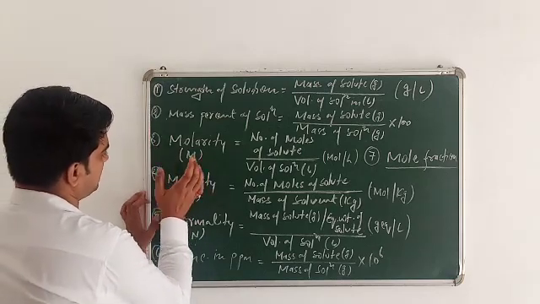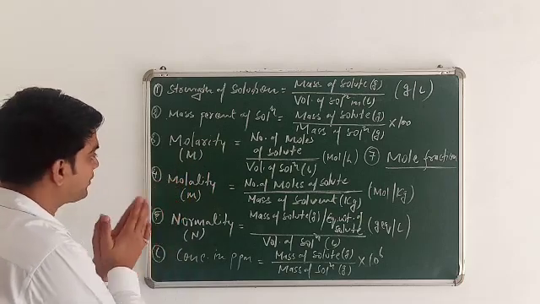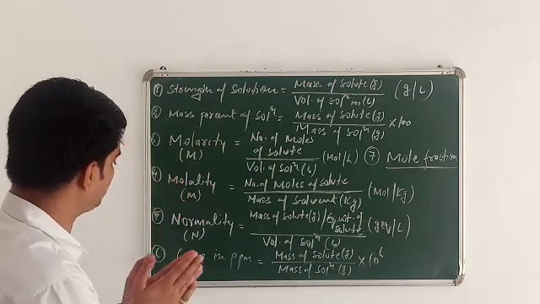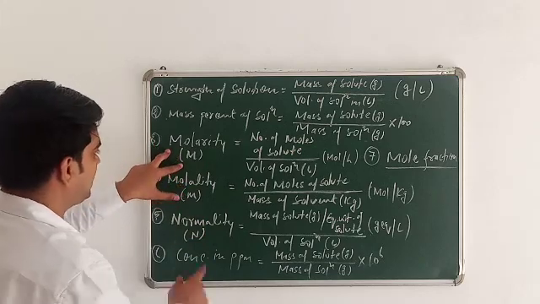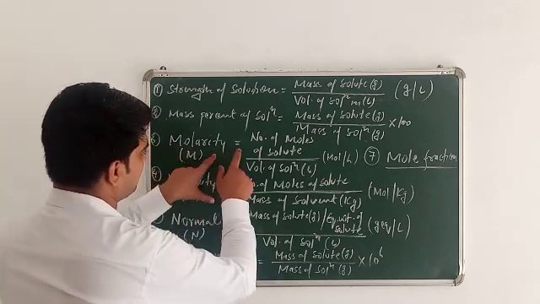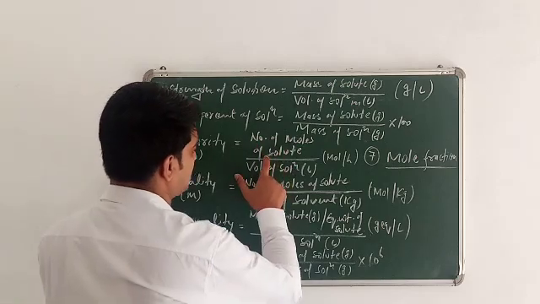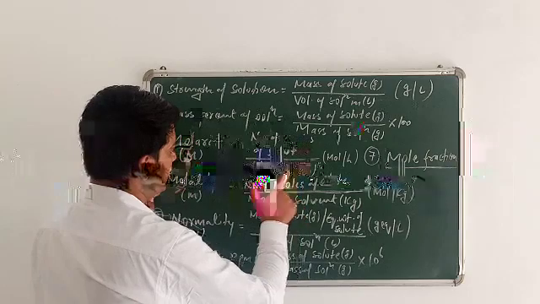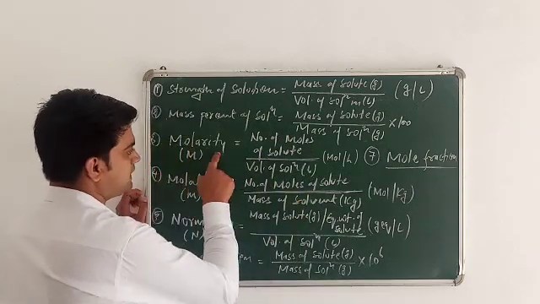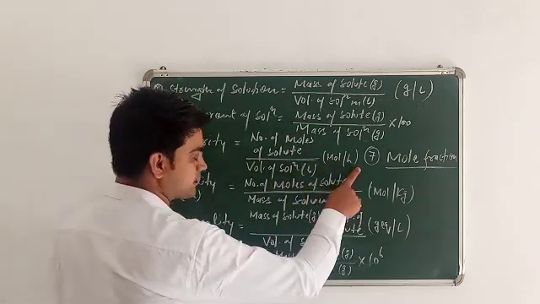Molarity is very important. Similarly, molarity, normality, etc. Molarity is denoted by capital M, and the molarity formula is given here: number of moles of solute upon volume of solution in liter. And the unit of molarity is mole per liter.